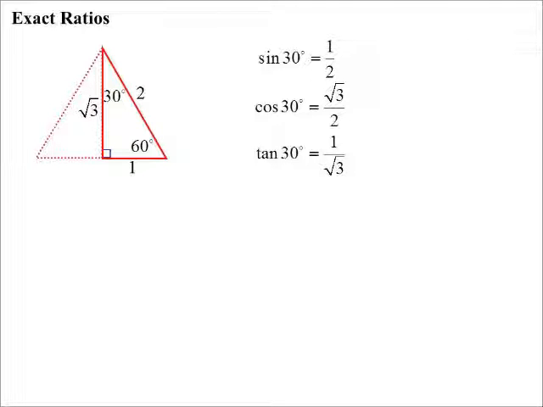There's 30. Sine of 30 becomes a half. Cosine 30, root 3 on 2. The tan of 30, 1 on root 3. I can also read off the ones for 60 degrees.